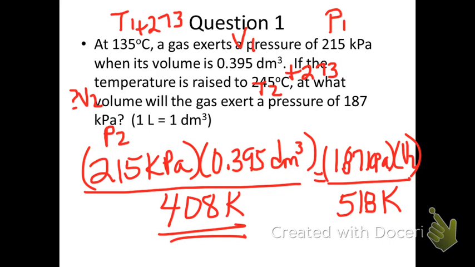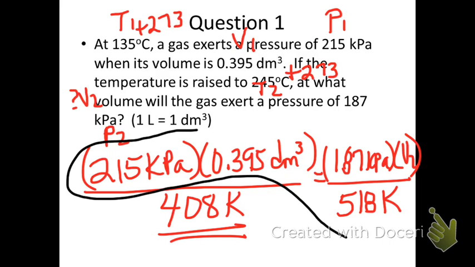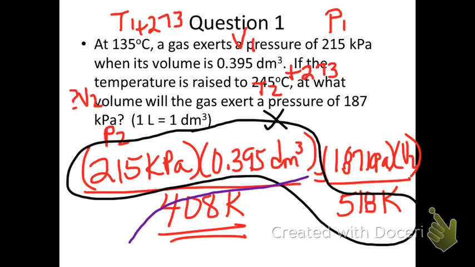So once you have the setup for a combined gas law problem, you're going to multiply the diagonal that does not have the unknown, that has all numbers. So you're going to multiply those three numbers together, and then you're going to divide by the other diagonal that has the variable. So on your calculator, you will type in 215 times 0.395 times 518, divide by 408, divide by 187. Your answer should be 0.577.